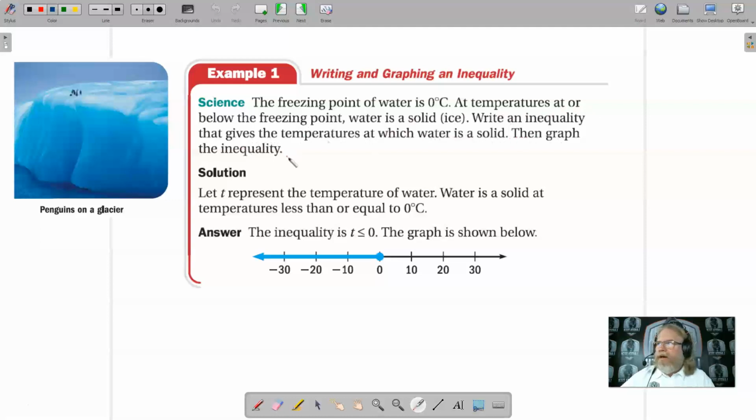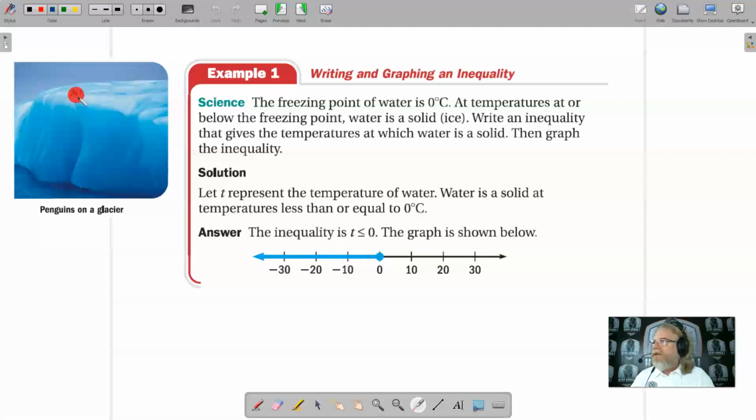Then graph the inequality. So our solution is we're going to let T represent the temperature of the water. That's a good variable to choose because temperature starts with T. Water is a solid at temperatures less than or equal to 0. So it could be right at 0 or anything less than 0. Since 0 is a solution to this, we're going to use the equal concept as well, and we're going to make sure we have a closed dot. And then all the numbers less than 0 are to the left, so our arrow goes to the left.